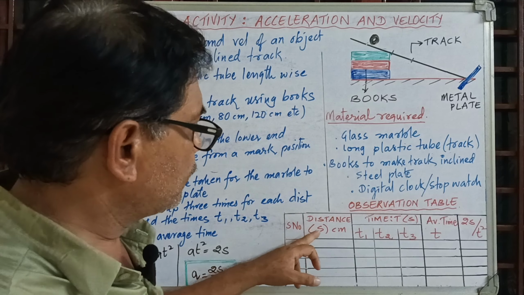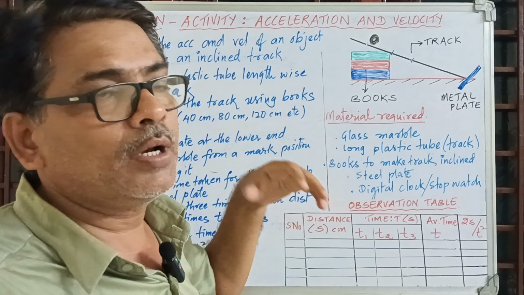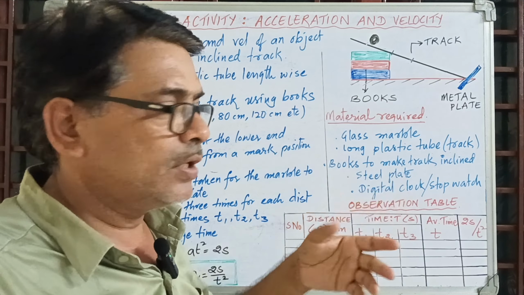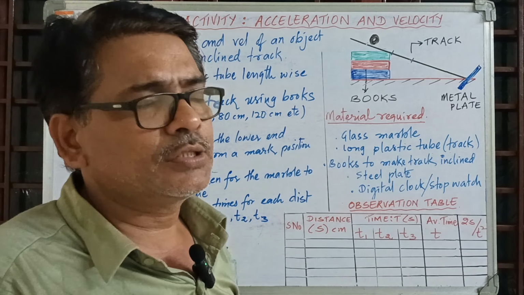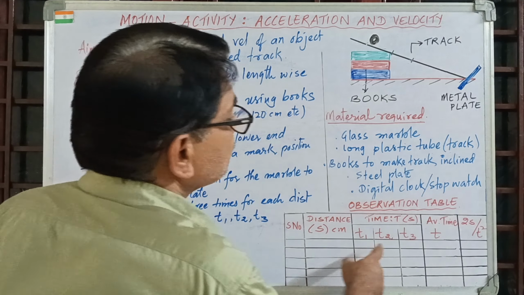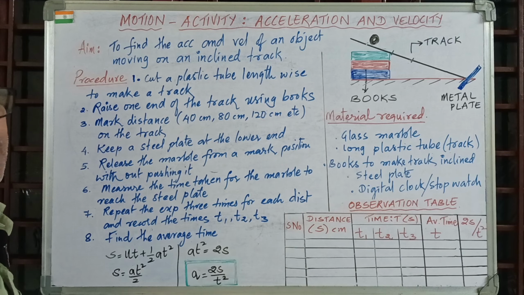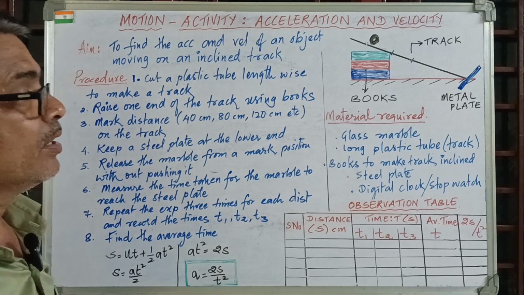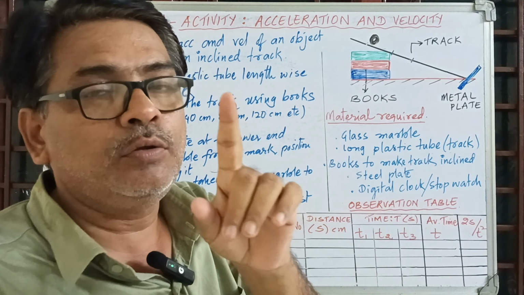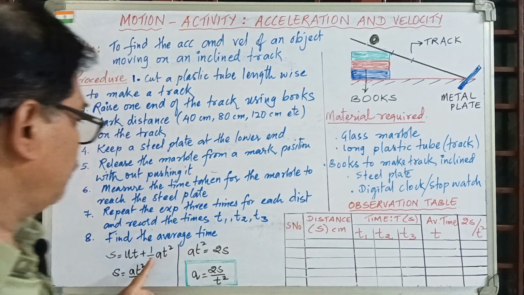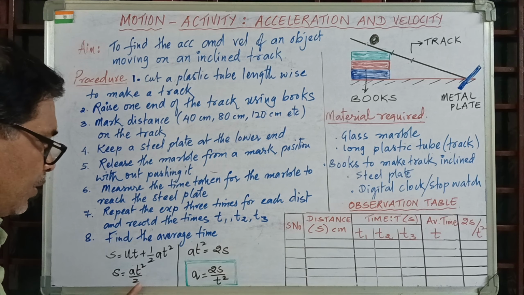Then you measure the distance. As I told you, you drop the marble at a distance of 40, 60, 80, and so on. Now you calculate s is equal to ut plus half at square. Since you are just dropping it, like a freely falling body, u is always 0, and u into anything is 0. So what is left over is s is equal to at square by 2.